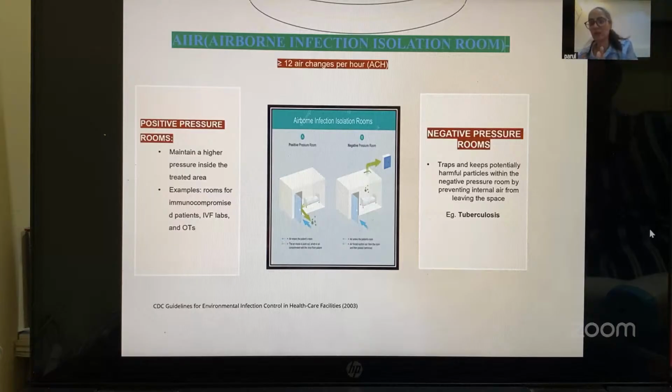Negative pressure rooms are the rooms where we trap and keep the potentially harmful particles so they do not enter the hospital and leave the space. That is like tuberculosis. So if we have the facility of pressure ventilation rooms, TB will be where the negative pressure ventilation would be, and an immunocompromised patient would be kept in a positive pressure room.